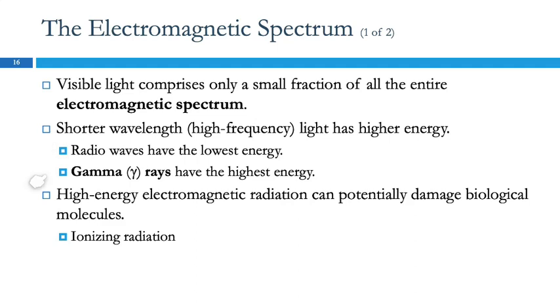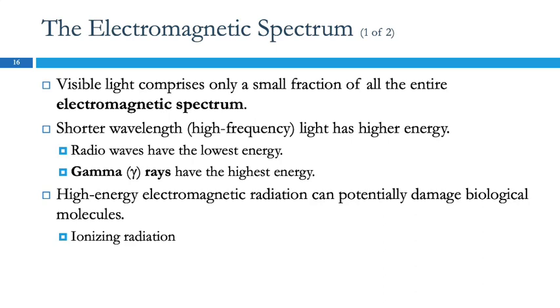That's shorter. So gamma rays have the highest energy. They have the shortest wavelength. At the other end are radio waves. Those have very long wavelengths, very low frequencies, and those have the lowest energy. So the signal that your radio is picking up is the same kind of a thing as the light that we see. It just has a different frequency. It travels at the same speed.